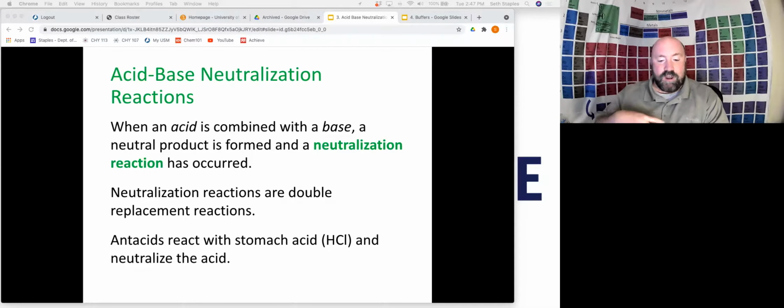And so when you get heartburn, that's because some of the gastric acid, the hydrochloric acid in your stomach, starts to reflux up into your throat, acid reflux. And antacids then react with that stomach acid and neutralize it, forming a neutral product, and so your throat feels better.